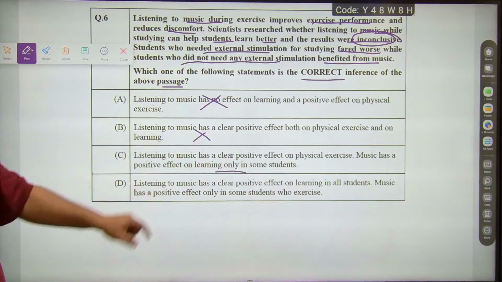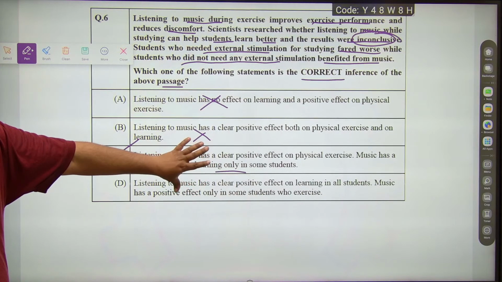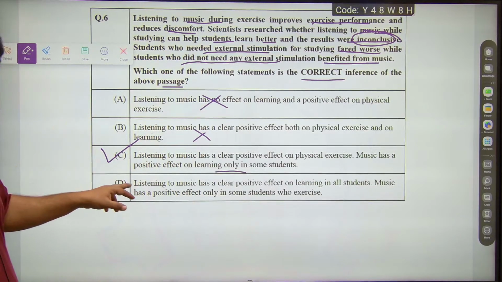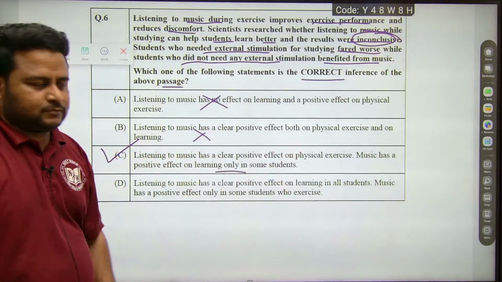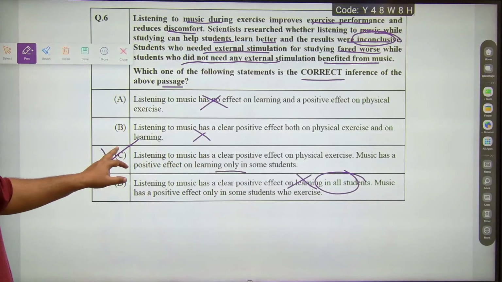Okay, so this option is wrong. So this is completely correct. Only in some students means the students who don't need external stimulation. Stimulation can be anything. Listening to music has a clear positive effect on learning in all students. No. Extreme statement, wrong. That also you can use. So the only option is option C.